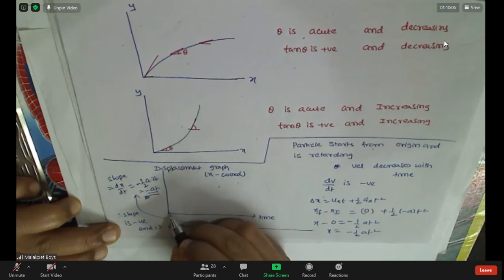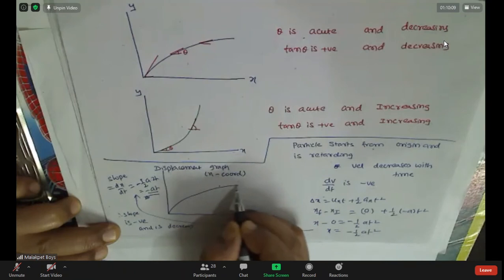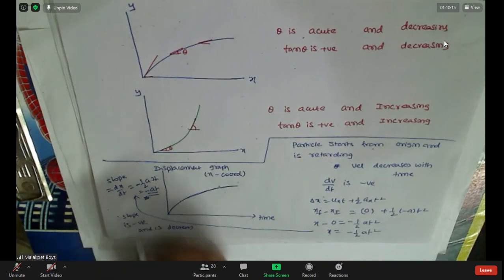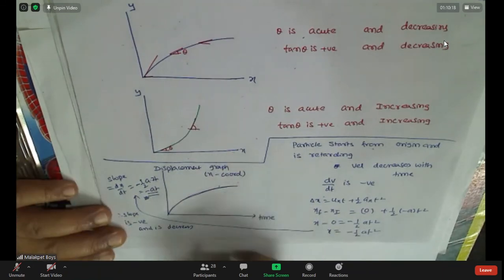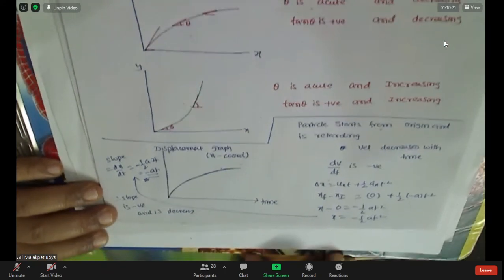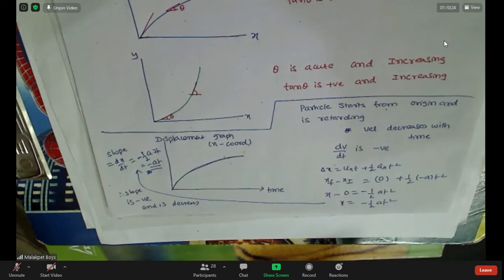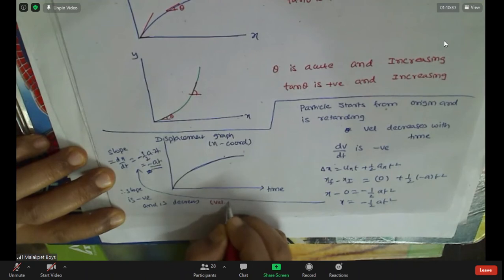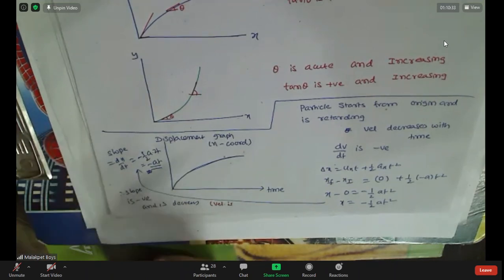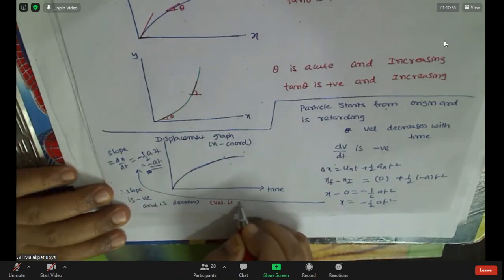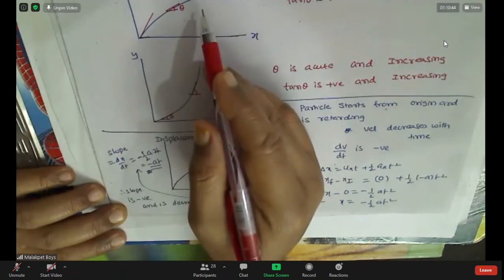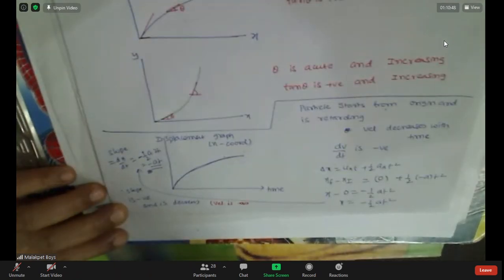That means here this is decreasing, because velocity is decreasing or not? Understood this? Clear? But one doubt, sir. Is this positive and decreasing, or negative and decreasing? I didn't get it. Sir, this curve in green, sir. This one. Sir, is this positive and decreasing?